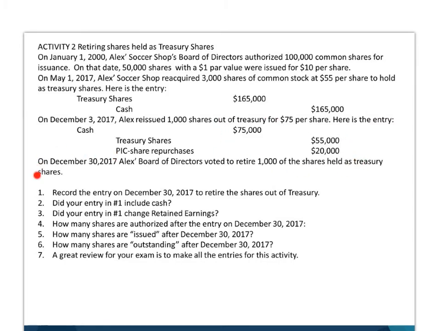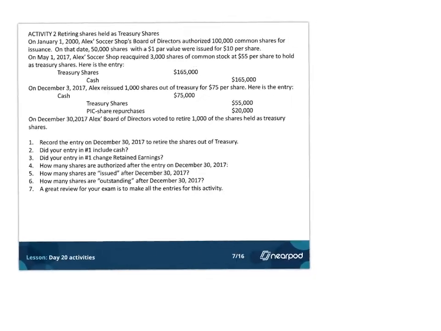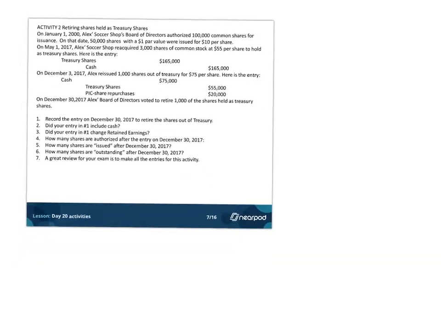And so now we come to this activity today that says we voted to retire 1,000 of the shares held as treasury. So we reacquired 3,000. We reissued 1,000, which means there's 2,000 still in the treasury drawer, if you want to think of it that way. And now we're going to retire 1,000 of those shares that are in the treasury drawer, which basically means we're going to pull them out and tear them up.